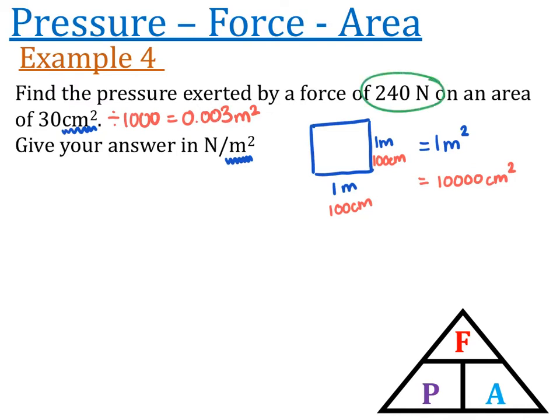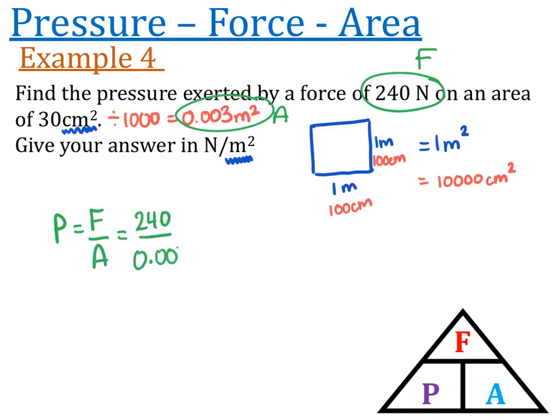So I know here's my force. I know here's my area. And I can go ahead and find the pressure. So pressure is equal to force divided by area, which is going to be 240 divided by 0.003. Grab my calculator. 240 divided by 0.003 gives me 80,000. And we're looking for the pressure. The pressure is in newtons per meter squared.